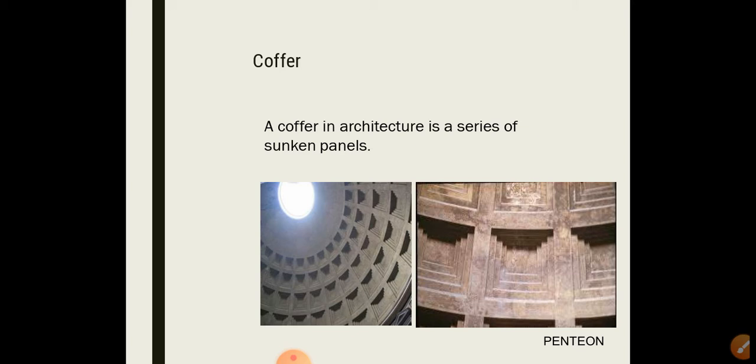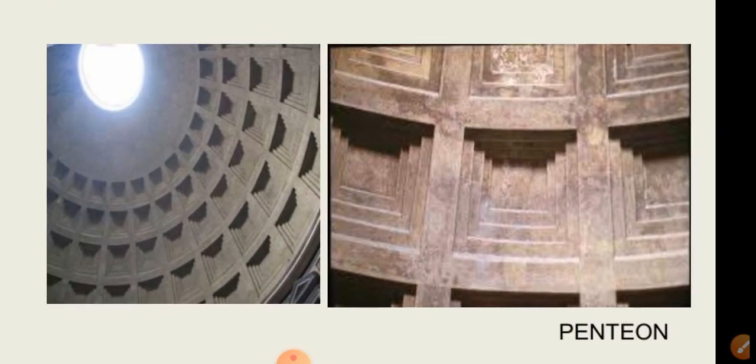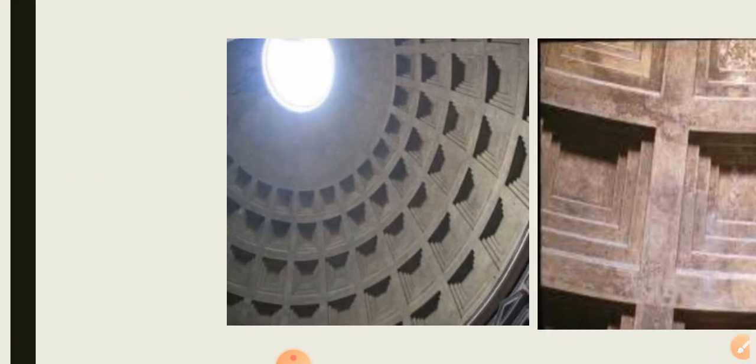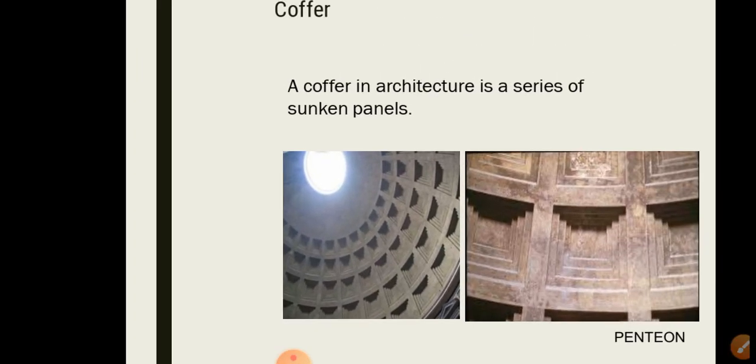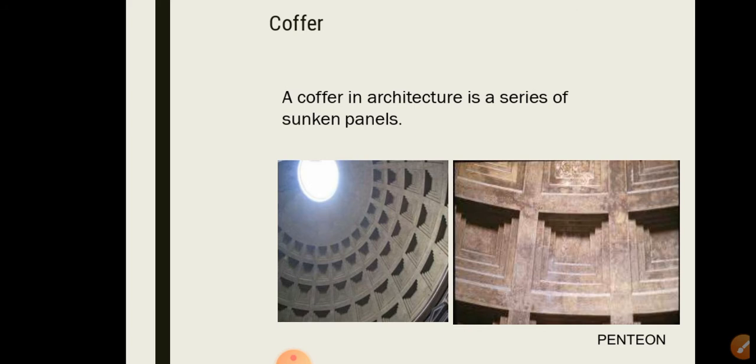Next, elements of domes. The first element of the dome is the coffer. A coffer in architecture is a series of sunken panels. You can see over here these series of sunken panels. The best example of this is in some temples, where you can see this type of architecture. It is nothing but an architectural feature, and that is called a coffer.